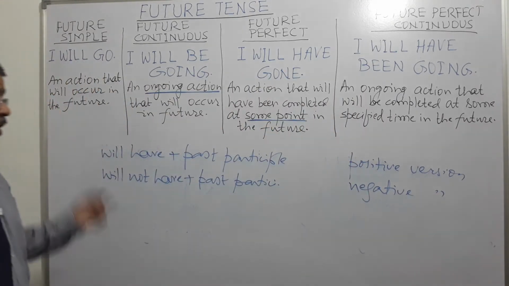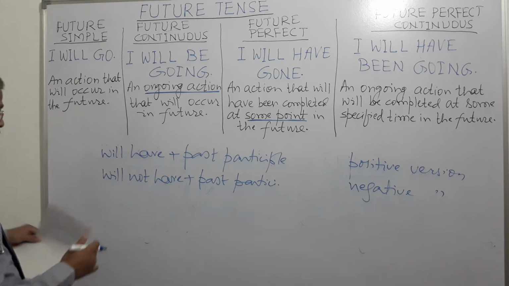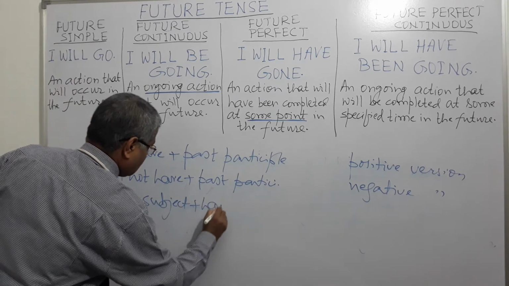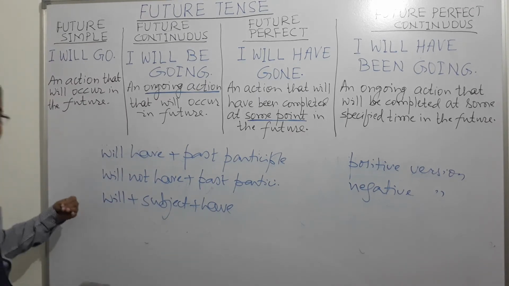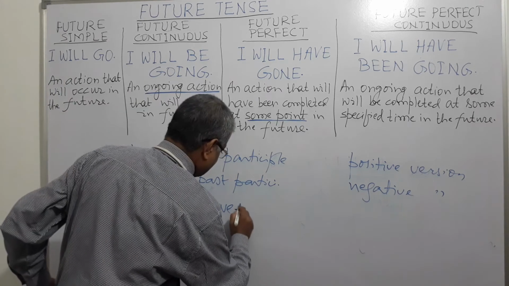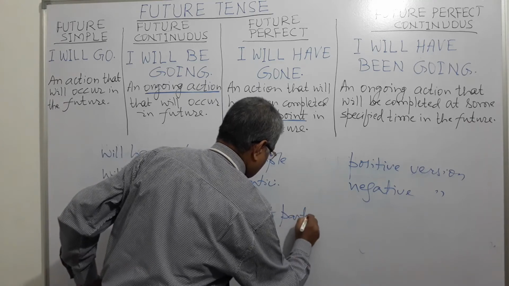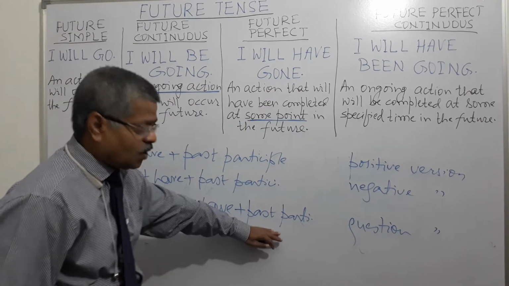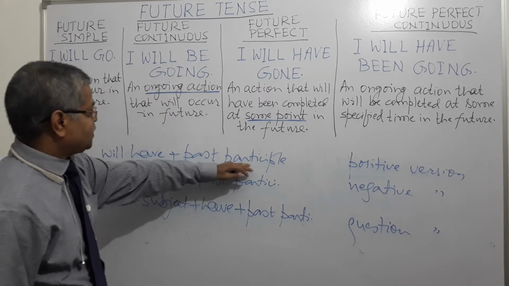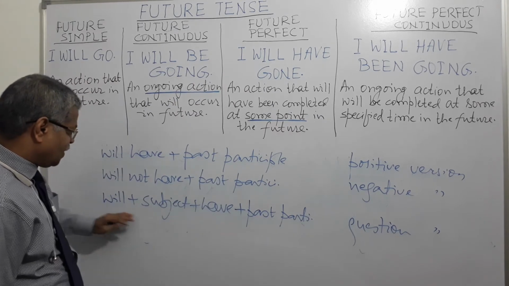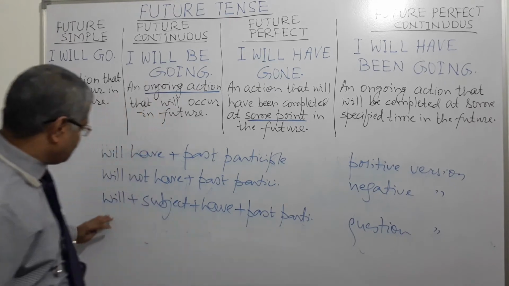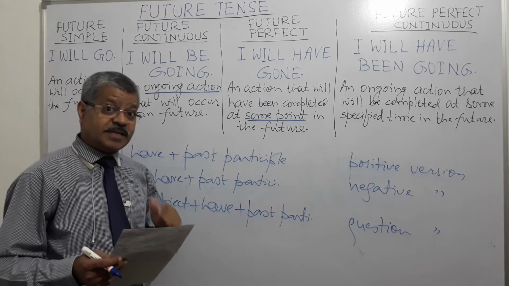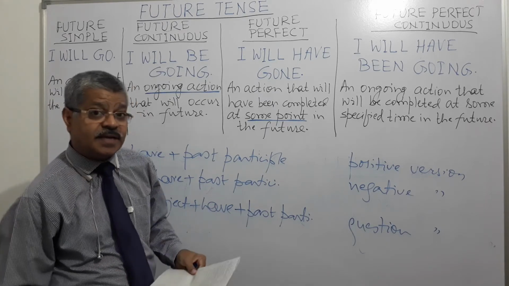Right? Now, what about the question version? For the question version, we go to will, subject, have. Will plus subject. The subject comes here, right? Because it's a question. Will subject have plus past participle. That is for the question version. Right? Will Ram have gone? Will have gone. Will not have gone. Will Ram have gone? Question. Right? So this is the format: will plus subject plus have plus past participle. Now, future perfect tense is often used with a time expression that identifies a point in the future.